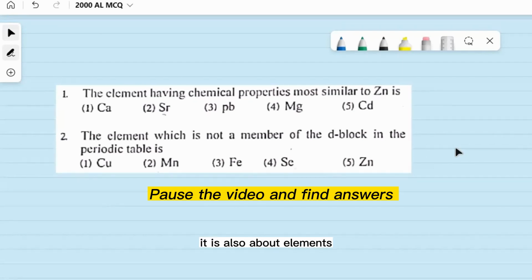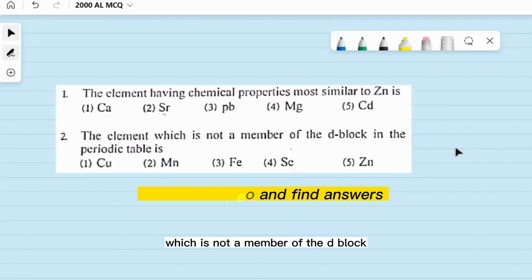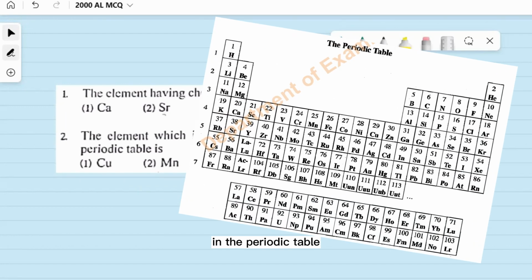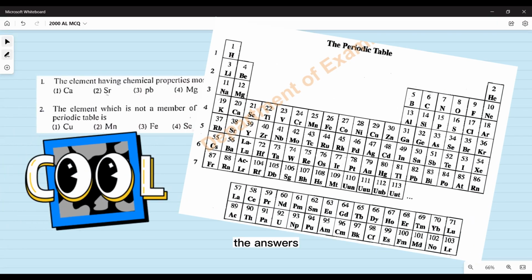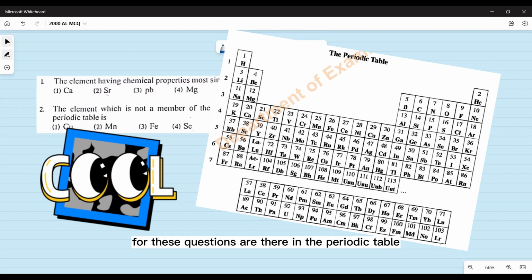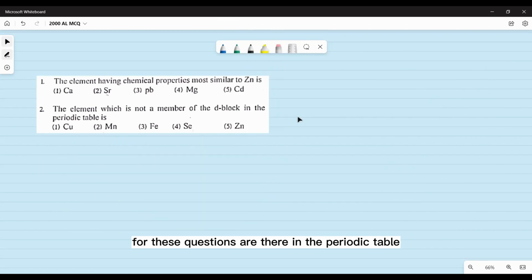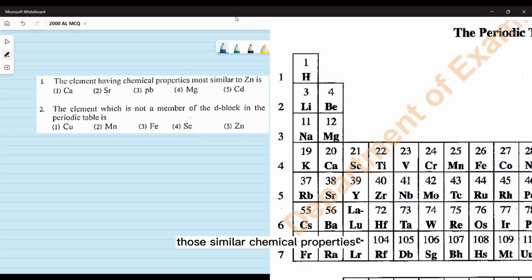The next one is also about elements: which is not a member of the D block in the periodic table. We will be given a periodic table for our exam. The answers for these questions are there in the periodic table. Okay, I'll explain. Normally, you will find those similar chemical properties in the same group of the periodic table.